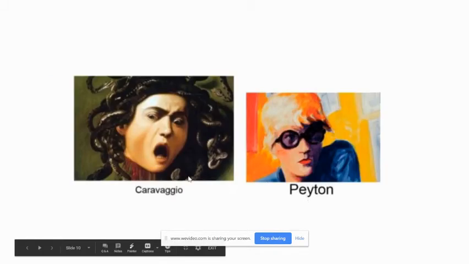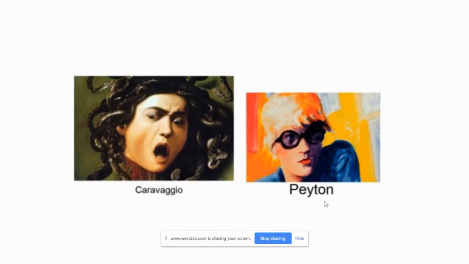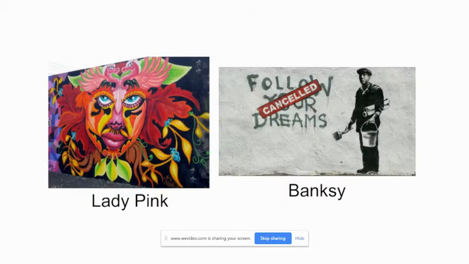So over here is Caravaggio. Caravaggio's work is very gruesome. It's got a lot of mythology subjects and also stuff from the Bible. This is by Elizabeth Peyton. She paints a lot of famous people and then also some of her friends. Realistic, but more on the abstract side again, kind of like Winslow Homer.